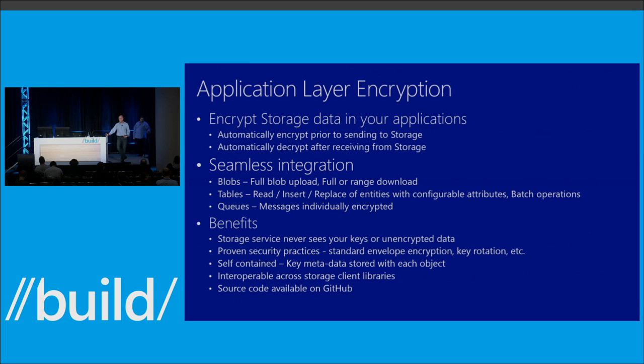We've followed a standard envelope encryption model. We've catered for things like key rotation. And we've designed it in a way where we've ensured that the format we're storing the objects in, in an encrypted format, can be loaded from different language client libraries as well. Each object is self-contained. In metadata, we store the references and the algorithm that was used for encrypting. And if you're interested, all of the source code is available on GitHub.